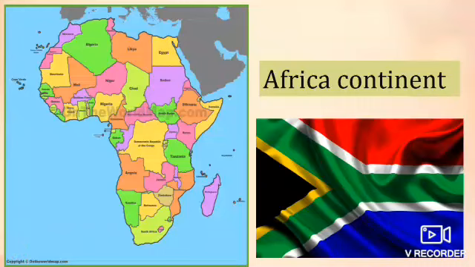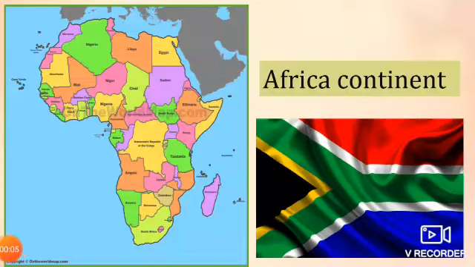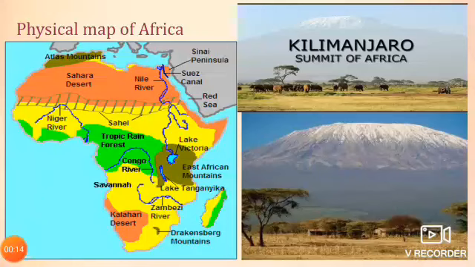So let's get started. Africa lies between 37 degree north and 35 degrees south latitude, and between degree west and 50 degree east longitude. You can see an Africa map on the screen. It has 53 countries. The Sahara Desert is the largest desert in the world, and Nile River is the longest river in the world.